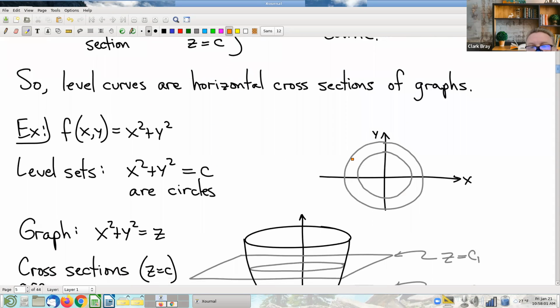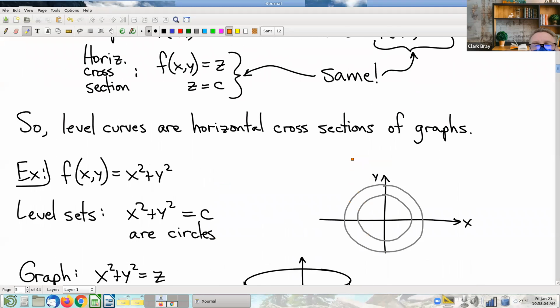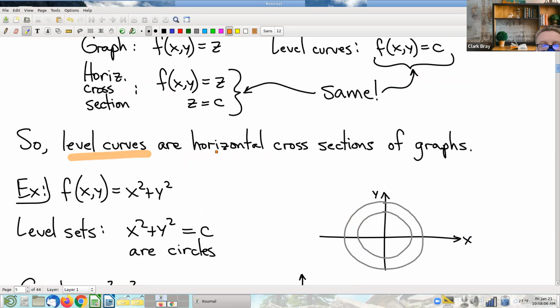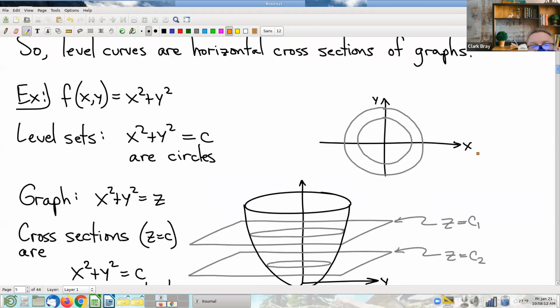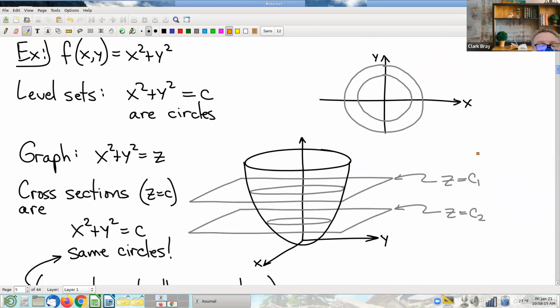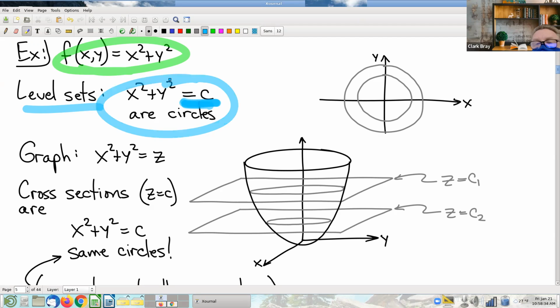So we can see that bear out. This is the nice punchline. Level curves are horizontal cross sections of graphs. So here's the example. Got a function here, right? Not a very scary looking function, but anyway, there it is. And we can talk about its level sets. Reminder, level sets are what you get when you set the function equal to a constant. And we can look at these equations. They're circles. They look kind of like that.